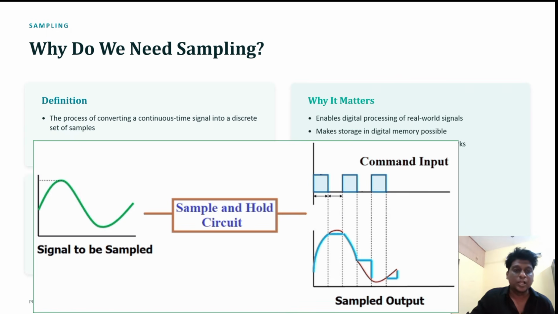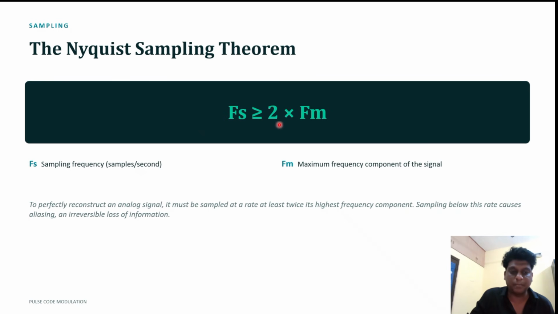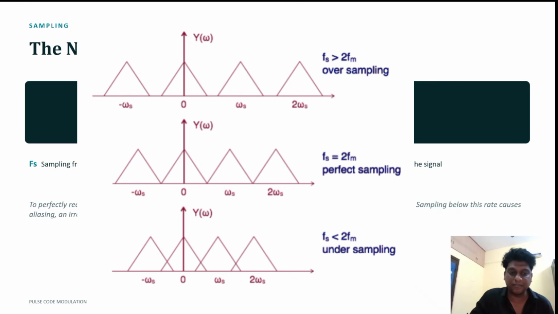Now, focus on sampling. It is the process of converting a continuous time signal into a discrete set of samples. The most important result in sampling is the Nyquist sampling theorem. It states that to perfectly reconstruct an analog signal, the sampling rate should be at least twice the highest frequency component. Here Fs is the sampling frequency and Fm represents the maximum frequency present in the signal.